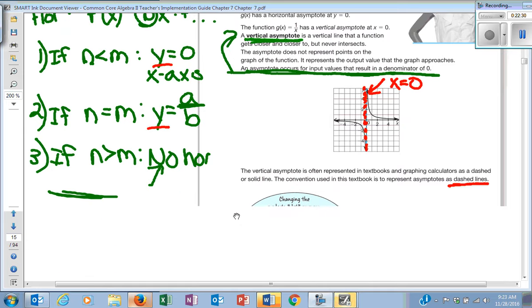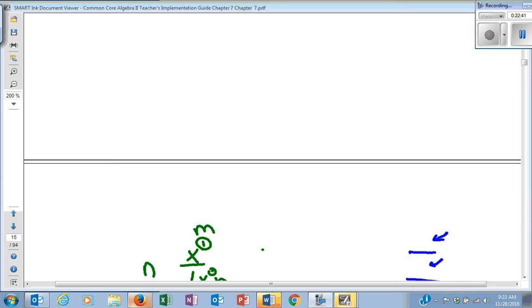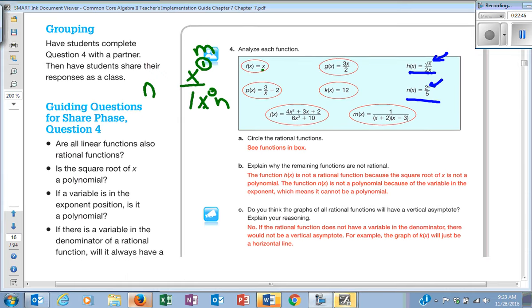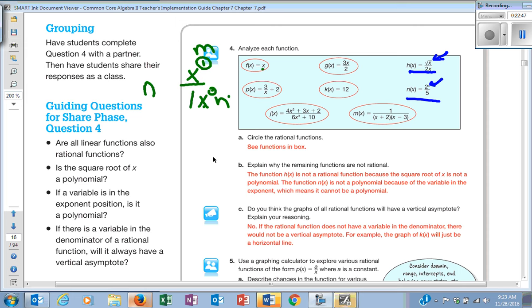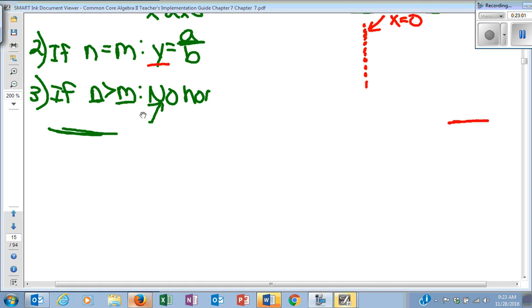That's huge. If they're equal, it didn't really matter. If my top is bigger than my bottom, then there is no horizontal asymptote. And that's why I knew I made a mistake, because right here, my top is bigger than my bottom. So m is bigger than n. And if I look back at my rules, if m is bigger than n, that'd be the same thing.